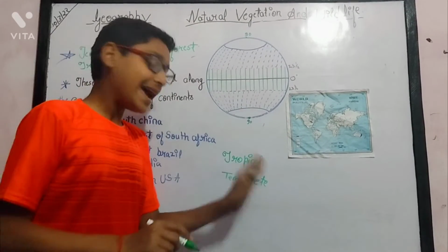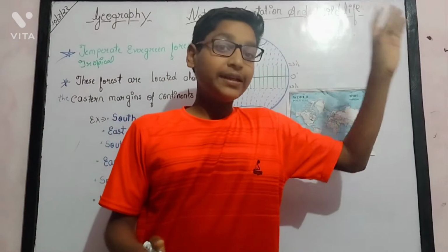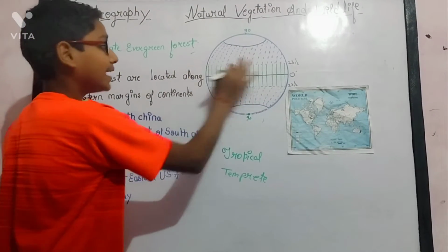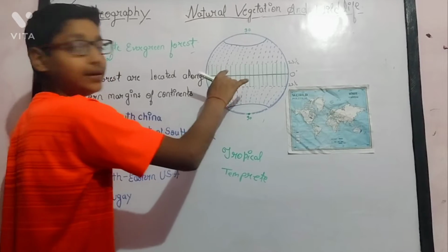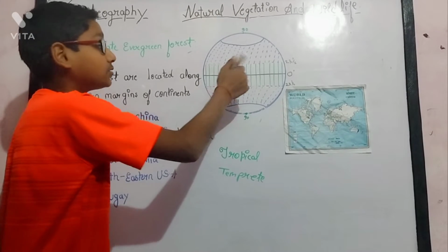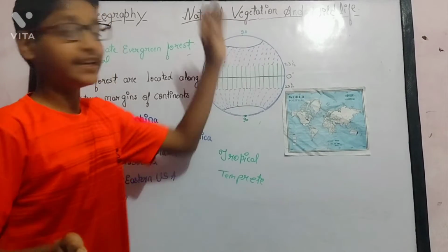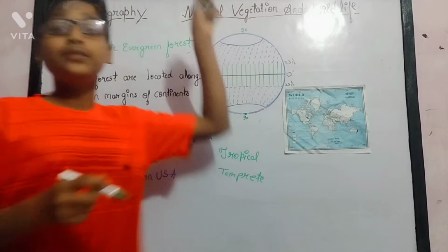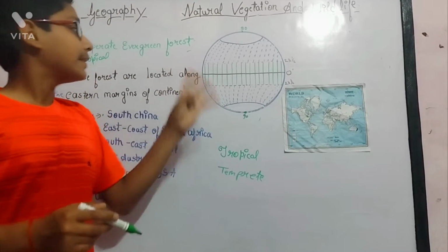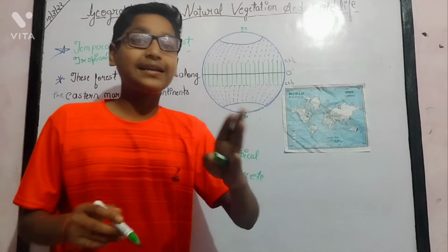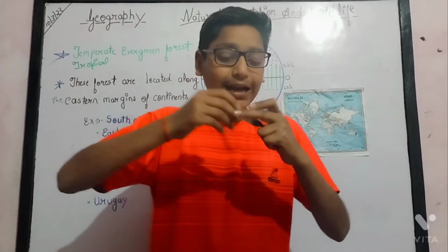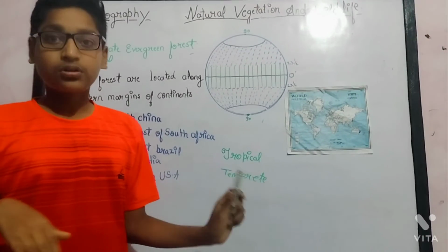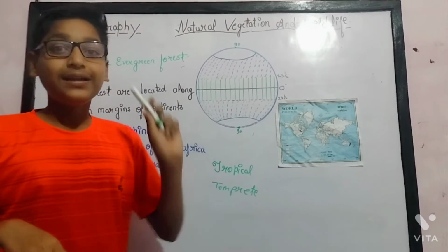Tropical, as I have told you, is from 23 degrees north to 23 degrees south. As you can see in the figure, the green line is marked. The green line is 23 and a half degrees north and 23 and a half degrees south. This is the tropical region. Tropical region means the place that gets direct sun rays from the sun, so it is called the tropical region or equatorial region.